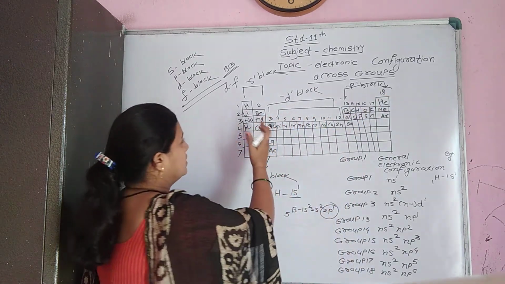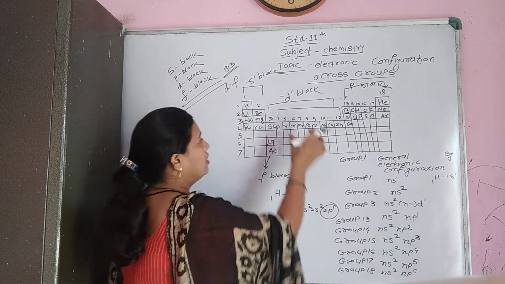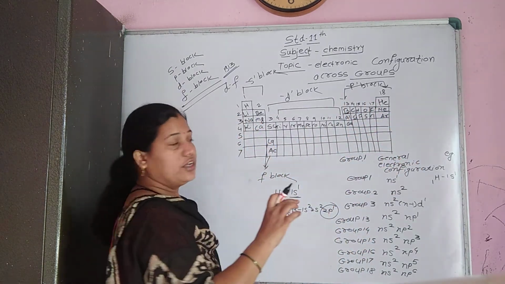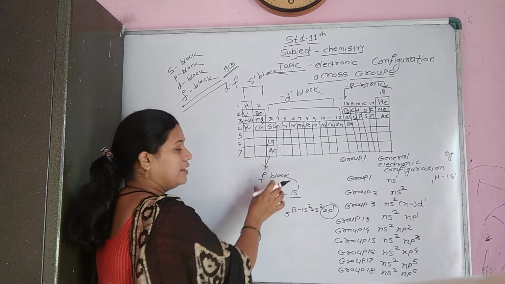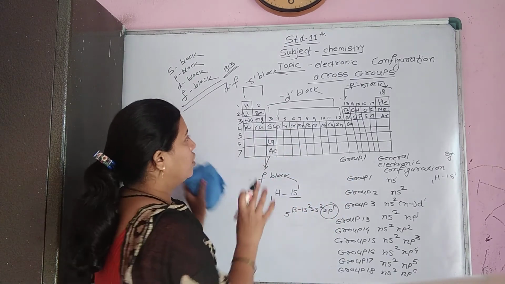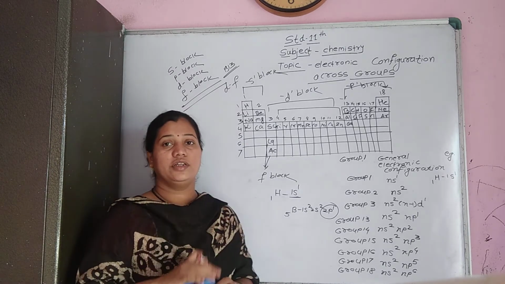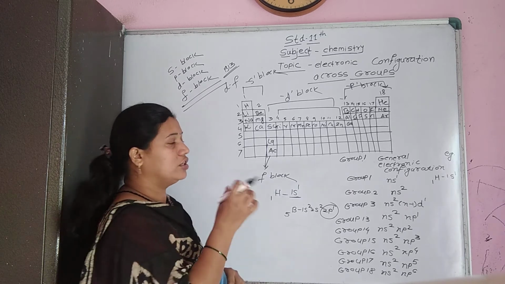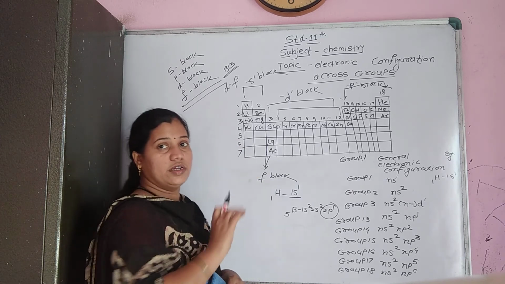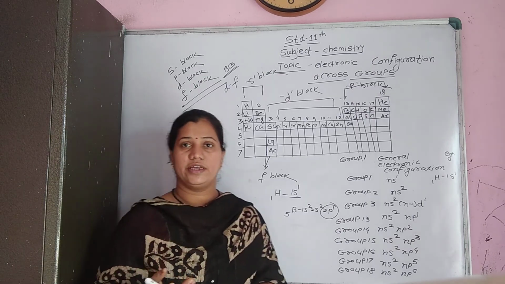The s block is placed at the left of the periodic table, the p block at the right, the d block in between, in the middle of the periodic table, and the f block at the bottom. So these are all about the electronic configuration across the groups. Today we learned the electronic configuration across the groups and across the various blocks, and yesterday we learned the electronic configuration across the various periods.